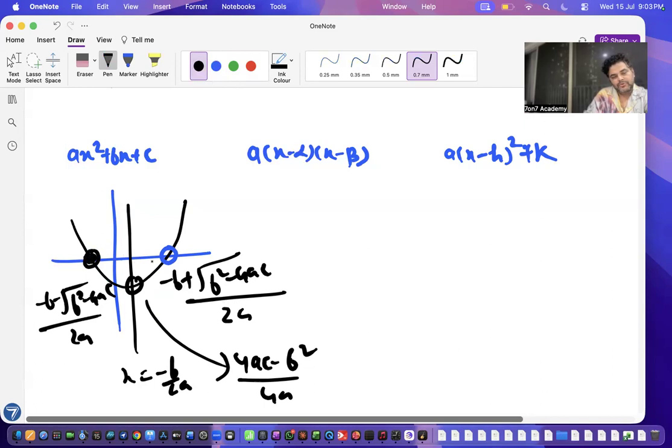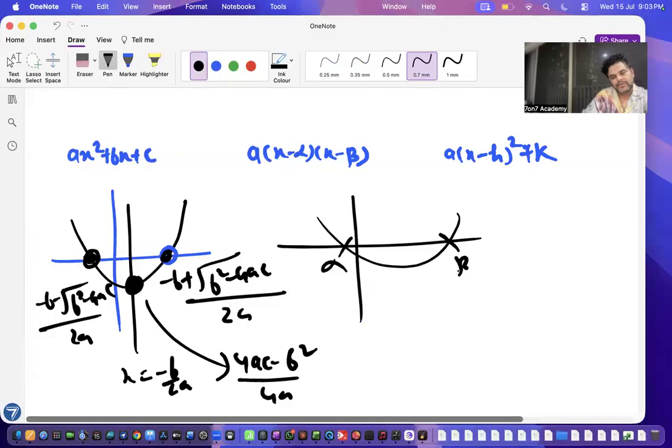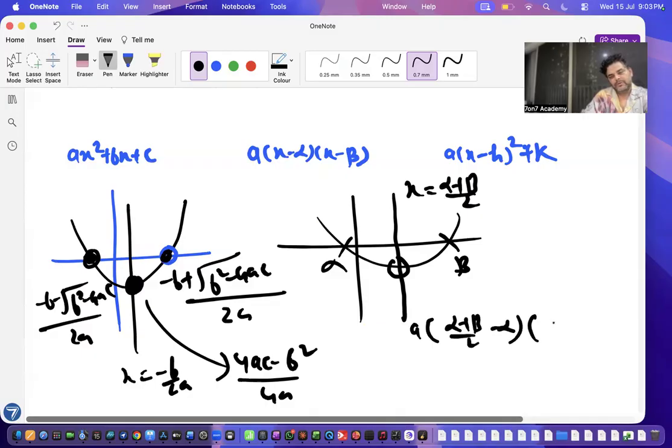These two are called roots. This is the vertex, and this line is called the axis of symmetry. If you want to write the same thing using alpha and beta, the axis of symmetry is the average of the roots, and then you can get the y coordinate by putting x into the original equation. So a times (alpha plus beta)/2 minus alpha.